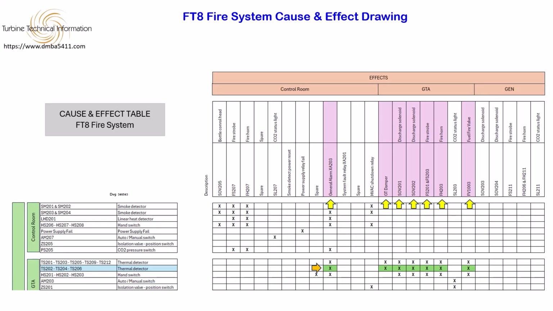Every input on the cause side of the matrix has one or more corresponding actions on the effects side. During commissioning, and the annual fire system audit, each of these inputs and outputs must be verified to ensure the system operates exactly as intended. Solar turbines do not provide this type of cause and effect drawing, but it is a document that you can, and should, develop for your own facility.